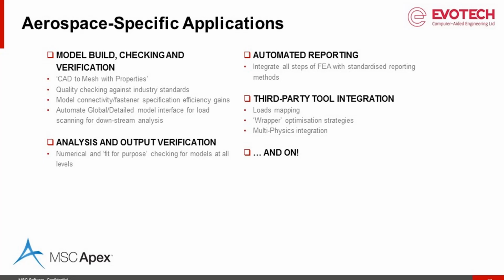We can automate the quality checking against industry standards. Certain things like model connectivity and fastener definition can be automated with huge efficiency gains in there, and we can look at an example. And then we've got the potential to automate the global detailed model interface for load scanning for downstream analysis, and again we'll look at the Panda FEM example for that.